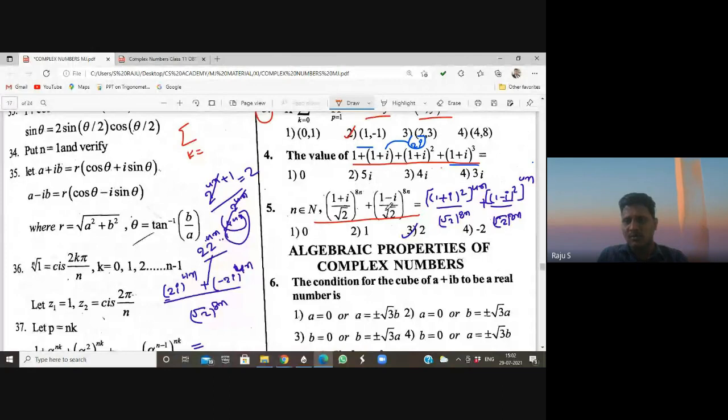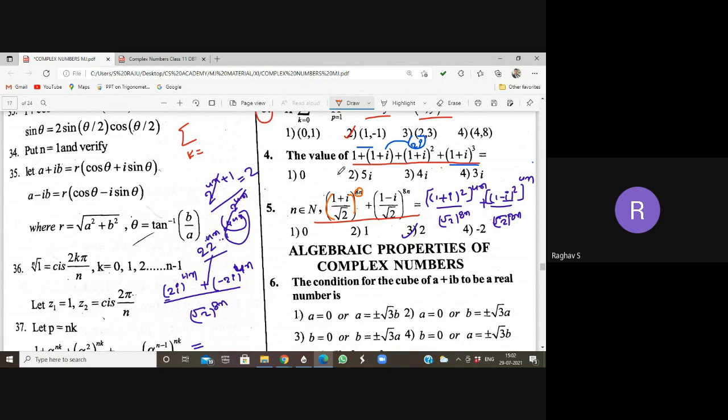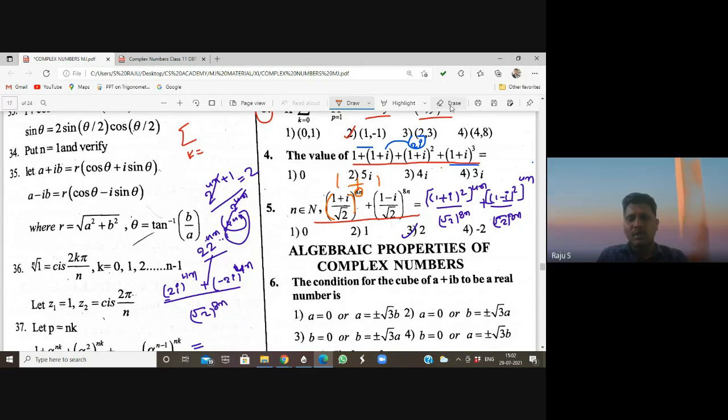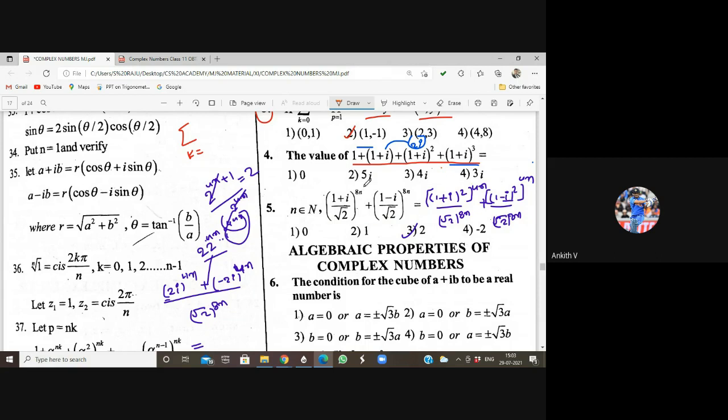When I substitute n equal to 0, anything power 0 is 1, so 1 plus 1 is equal to 2. That's it. You can take n equal to 1 also, but then solving it becomes complicated.